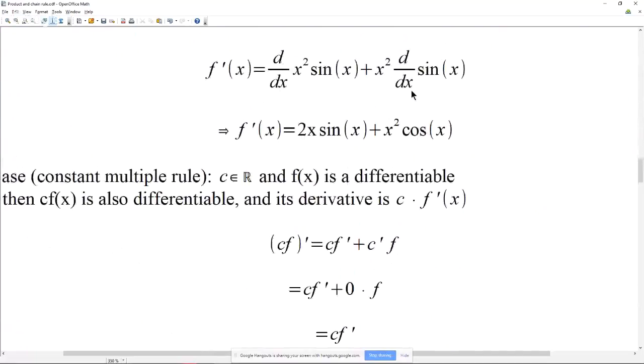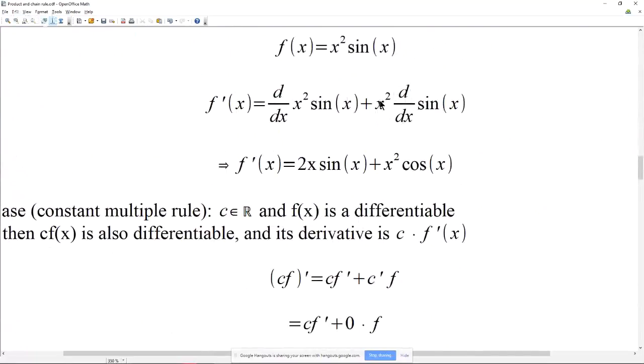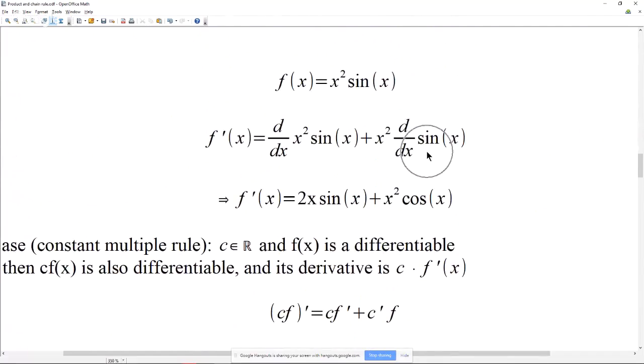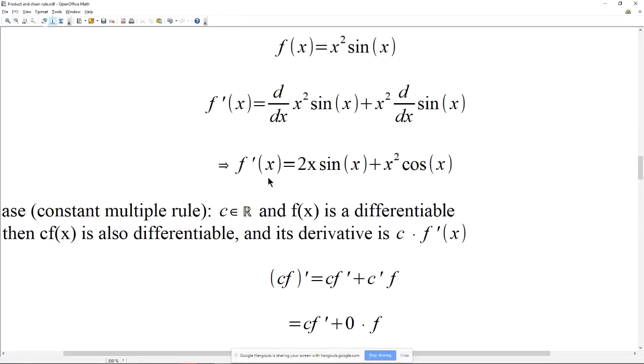Okay, so let's do this part. I don't take the derivative of x squared, but I take the derivative of sine x, which I've already told you is what? Cosine x. And again, just accept it. You'll have to prove it later on. I don't want to do that proof. It's not an easy proof, but I've done it before. So my derivative is equal to 2x sine x plus x squared cosine x.